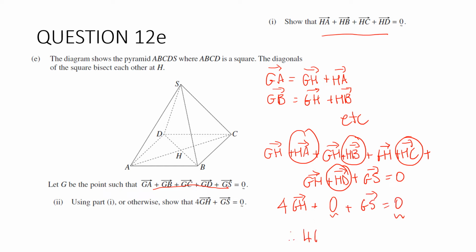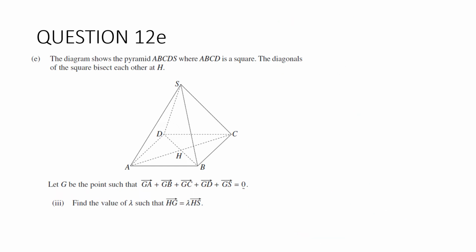Therefore, 4GH plus GS is equal to 0. And then finally, find the value of lambda such that HG is equal to lambda HS. So we had 4GH plus GS was equal to 0.